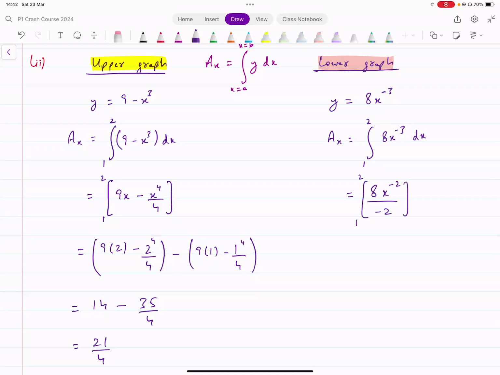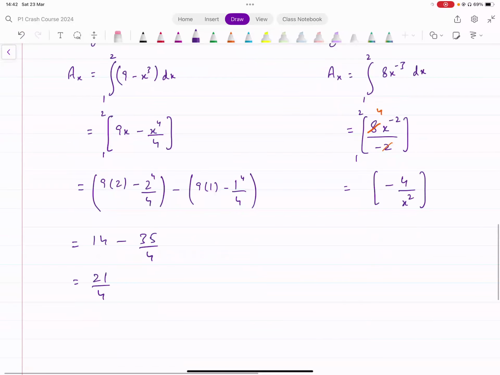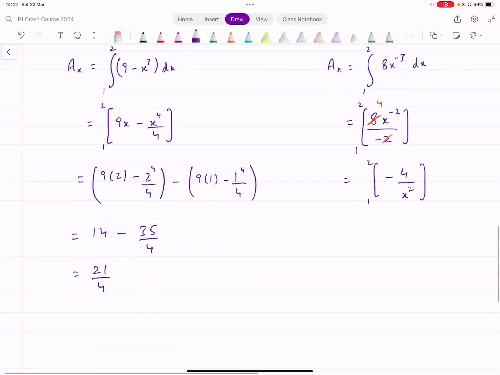Now, before you input limits, it's going to be easier if you simplify this first. 2 and 8 get cancelled and you're left with 4. So you can write this as minus 4 over x squared, right? This negative will remain. So that's this negative. And you have 4. X raised to the power minus 2 could be taken to the denominator. And you have minus 4 over x squared with limits 1 to 2. Now you just input the limits: minus 4 over 2 squared. Subtract from this minus 4 over 1 squared.